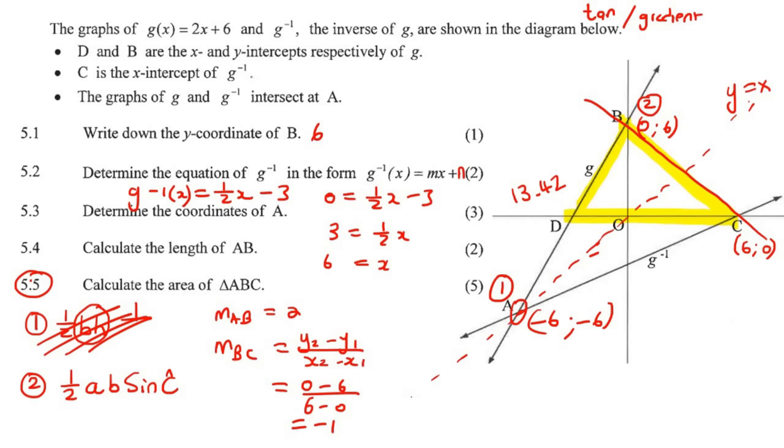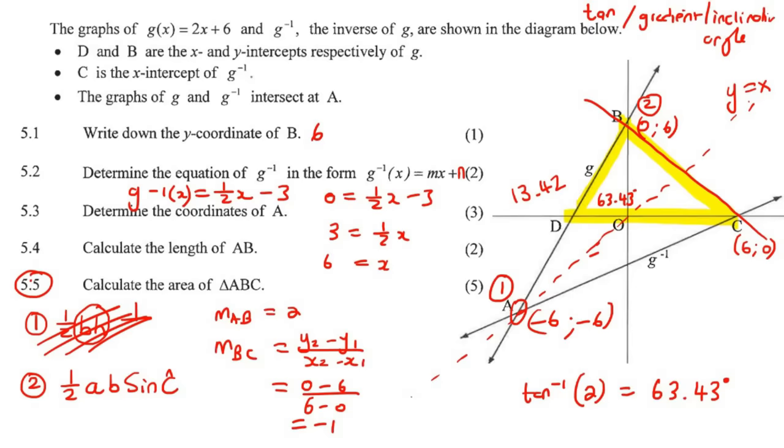And inclination angle. So we know the gradient of DB. We know that that gradient is 2. So we could say shift tan of 2, and that'll give us 63.43 degrees. So this is 63.43 degrees. Then we can now go work out this angle.